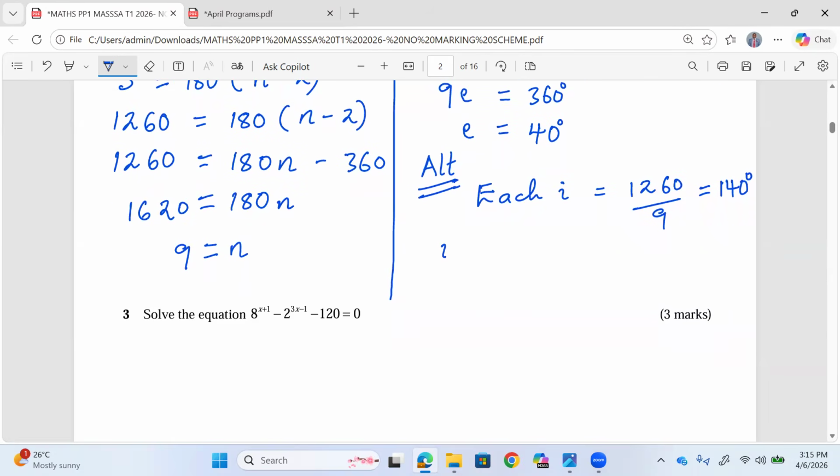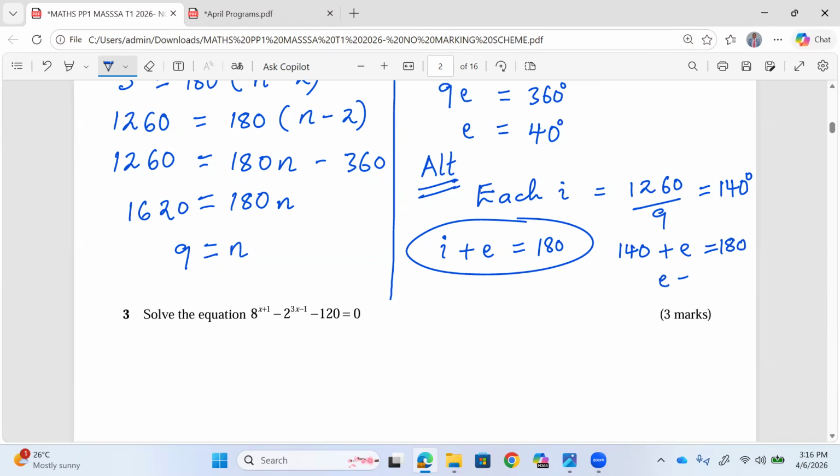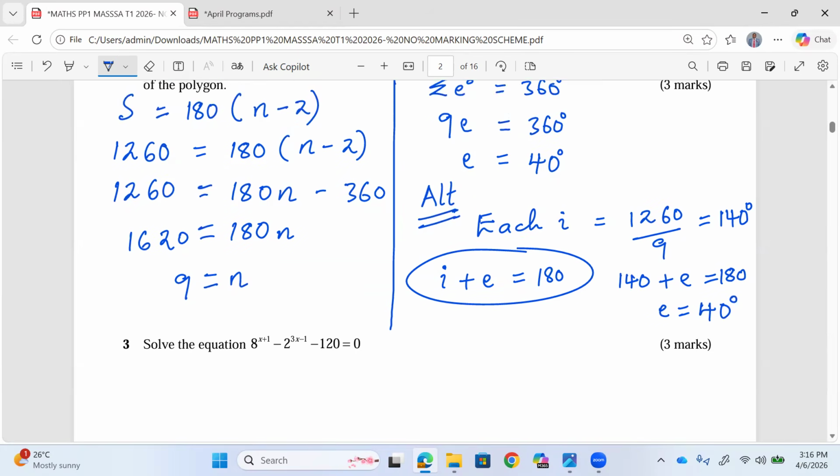Then we know that interior plus exterior should give us 180. If this one is known, then we can say 140 plus the unknown exterior should give us 180. How shall you remain with E, the exterior angle? 180 minus 140, giving us exactly 40 degrees.